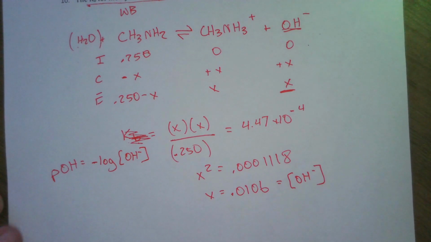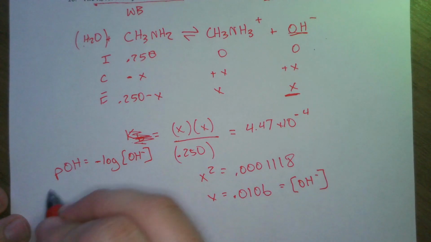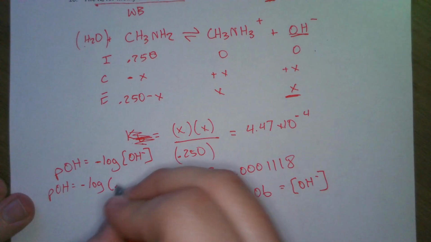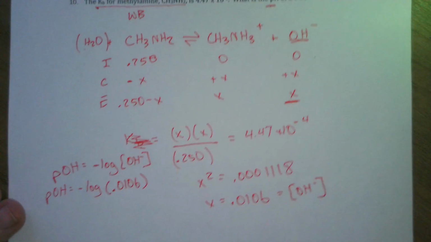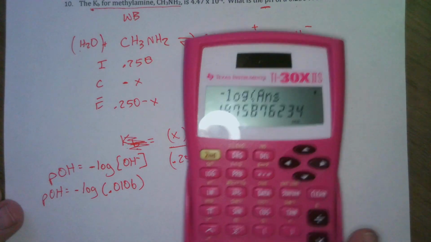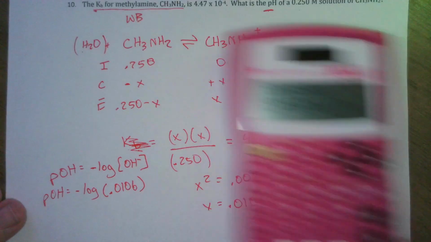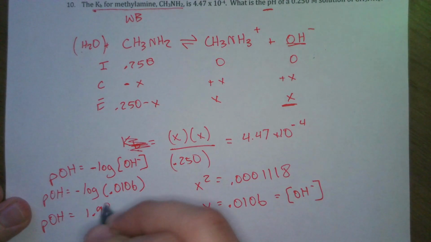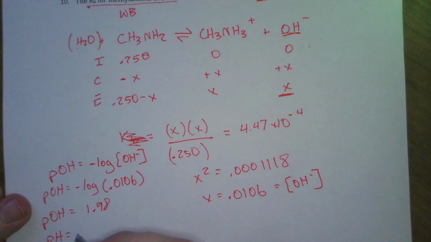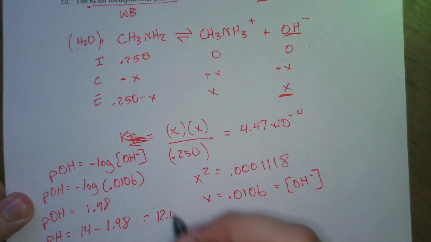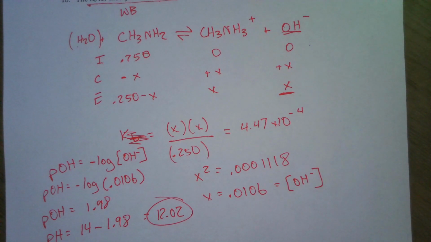Okay, so my pOH is the negative log of OH minus. pOH equals the negative log of 0.0106. Negative log of my answer, 1.98. My pOH. So I'm just going to do my last step. pH is just 14 minus that, which is 12.02. That's my final answer. My pH is above 7 because I have a base.